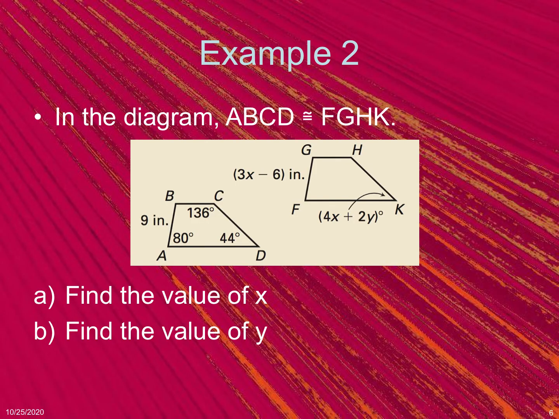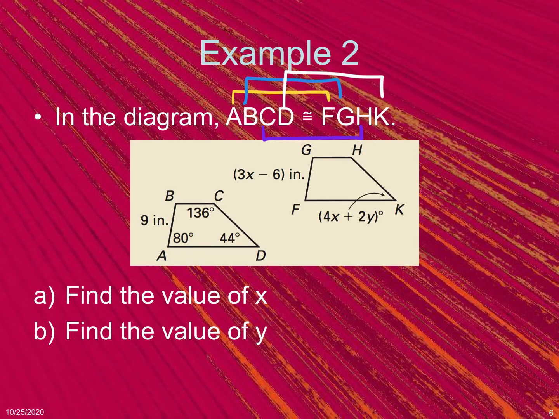Example 2 wants us to find the value of x and y. So again, what's going to be key is going to be that congruency statement they gave me at the beginning. So I can see that the first letter A is going to match with F. Then the B is going to match with the G. The C with the H. And then lastly, I can match the D with the K.